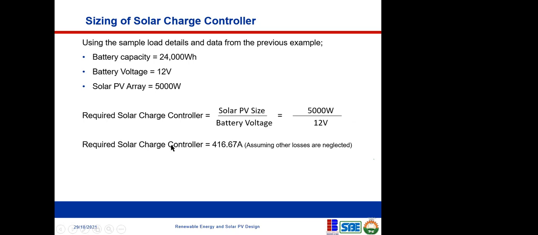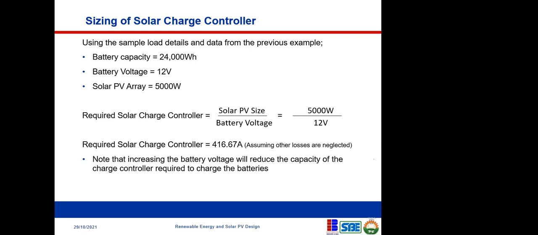So the required solar charge controller is 416.67 amps, assuming all other losses are neglected. This is just a simple calculation to determine your charge controller size, because you need to determine your charge controller when you're doing your design. Note that increasing the battery voltage will reduce the capacity of the charge controller required to charge the batteries. So if you have a higher voltage battery system, that will reduce the capacity of your charge controller.